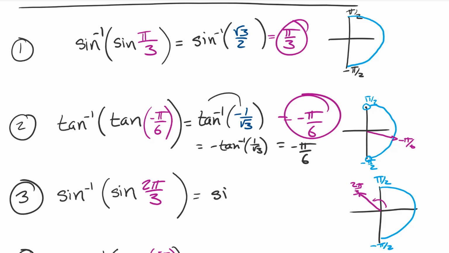This becomes sine inverse of, and just solve for 2 pi over 3. Sine of 2 pi over 3, that's equal to the square root of 3 over 2. Positive. Remember, sine is positive in the first and the second quadrant. So it's a positive root 3 over 2. And then what's sine inverse of root 3 over 2? Oh, it's just pi over 3.